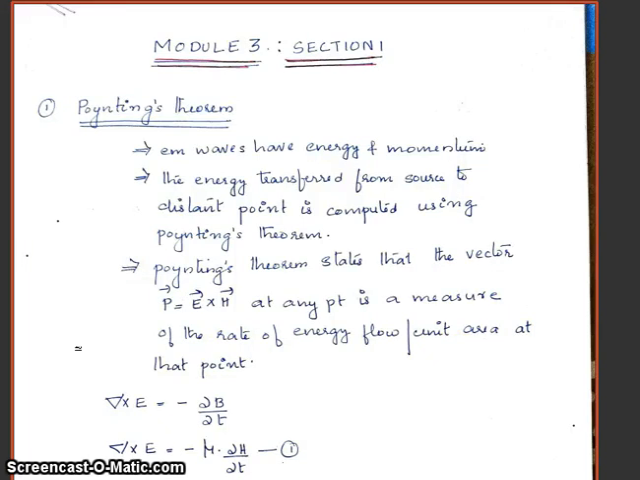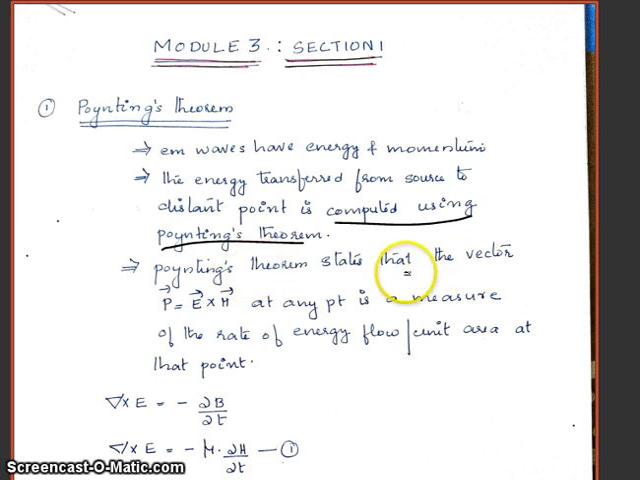So good morning all. In this section we will see Poynting's theorem and its derivation. We know that electromagnetic waves have energy and momentum, and this energy can be transferred from the source to any distant point, and the energy required to transfer from the source to any distant point is computed using Poynting's theorem.